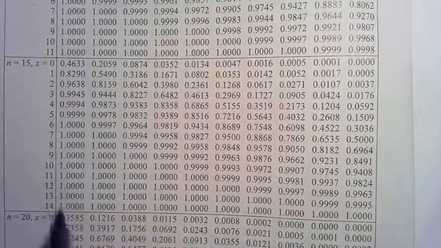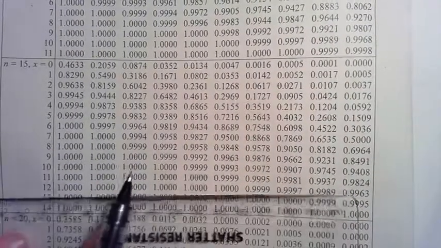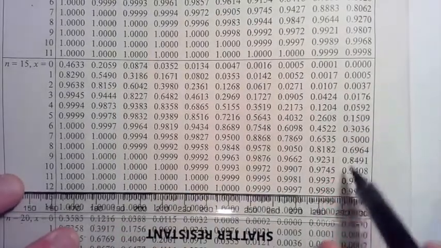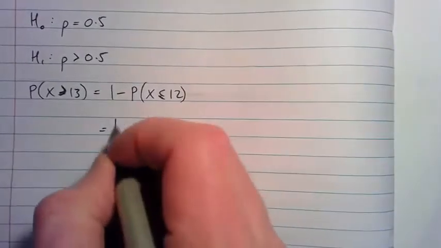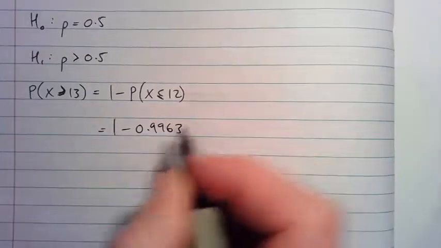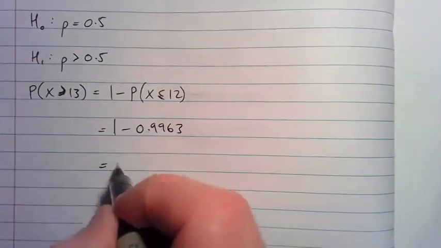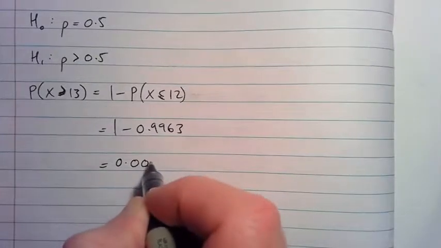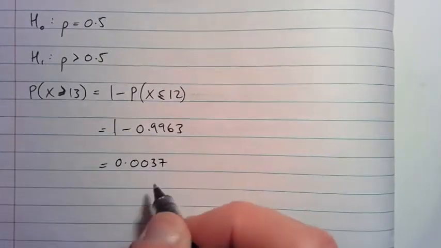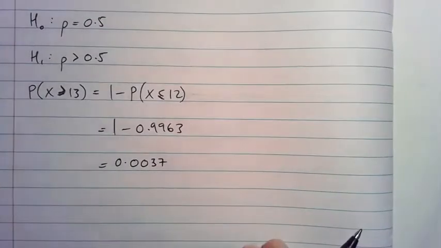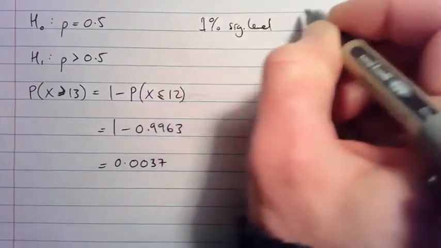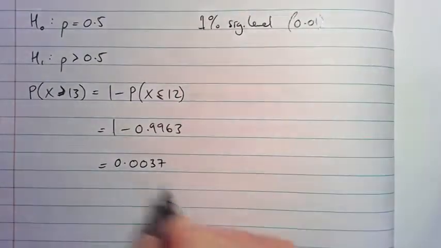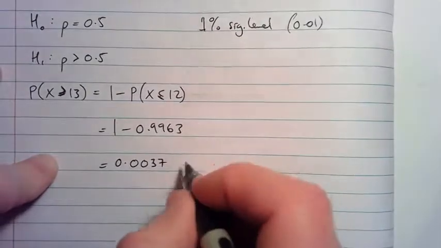N equals 15, go to the row for 12. The last column is the one with 0.5 in it, so that's 0.9963. Okay, 1 minus 0.9963 is going to be 0.0037. Now, the significance level here is 1%. Significance level as a decimal then is 0.01. Now 0.0037 is even less than 0.01.